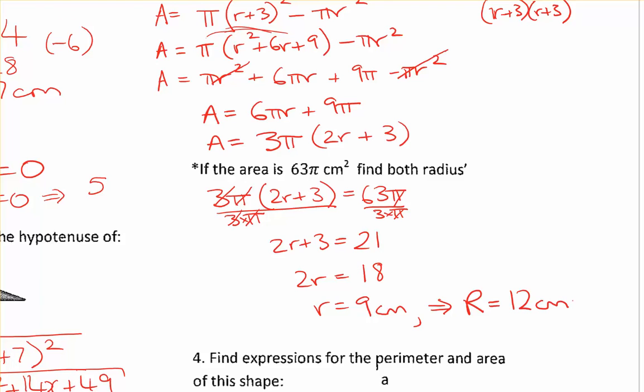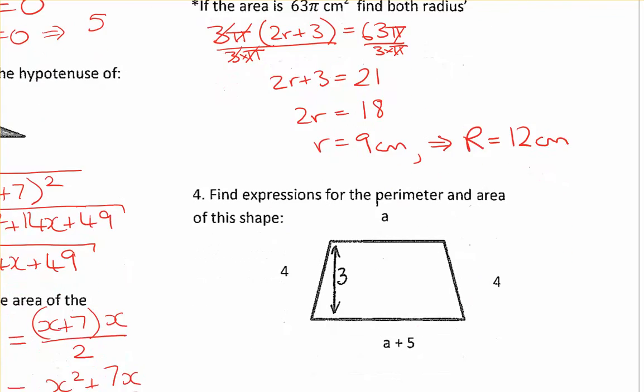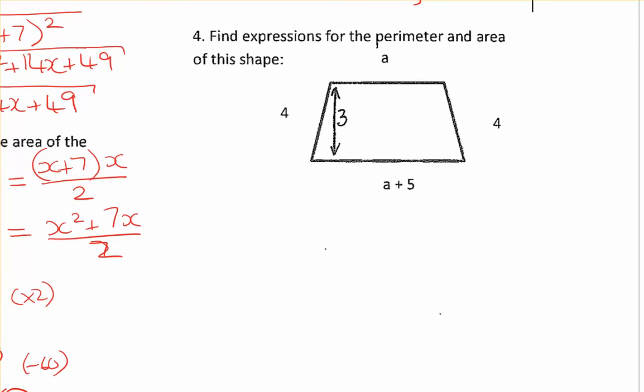Now you can pause and have another wee look at that. Try it by yourself. We've got a trapezium, so perimeter should be straightforward. 4 plus a plus 4 plus a plus 5.